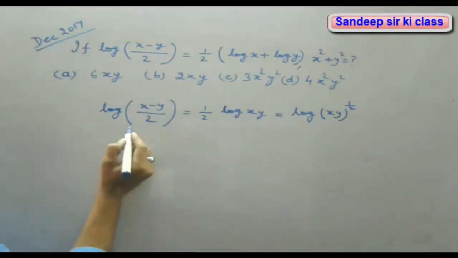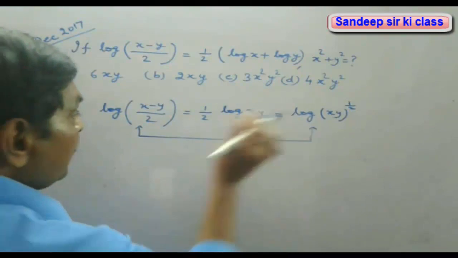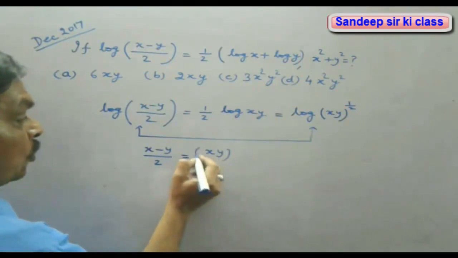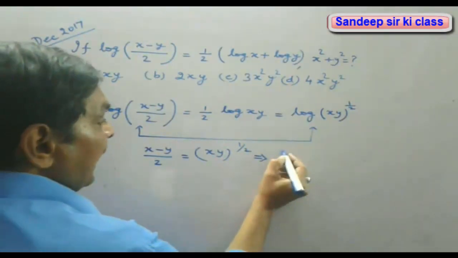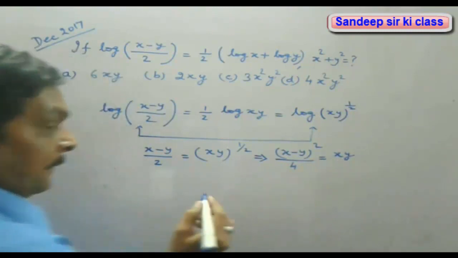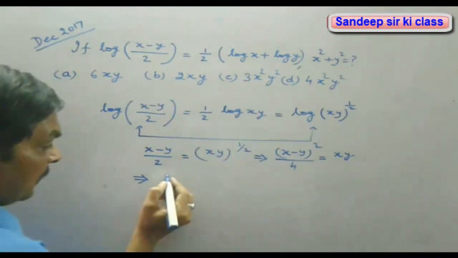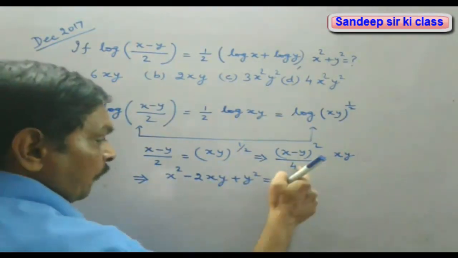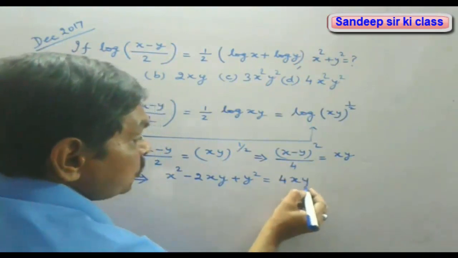Now we find that logs are there on both the sides. So the numbers will also be equal, and hence (x minus y)/2 is equal to xy to the power 1/2. Now if we square both the sides, we get (x minus y) whole square upon 4 is equal to xy. Using the (a minus b) whole square formula, which is a square minus 2ab plus b square, it becomes x square minus 2xy plus y square. 4 in cross multiplication is multiplied by xy, so it gives us 4xy.